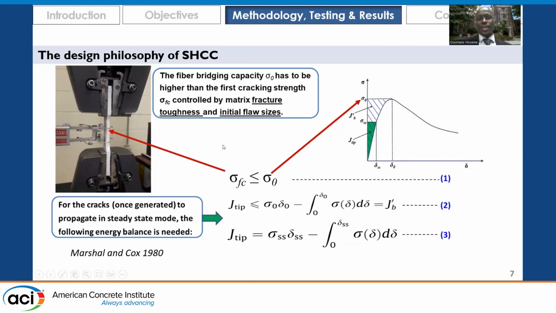The first thing is the bridging capacity that's provided by the mainstream fibers, and here we talk about PVA fibers that are used in SHCC. So these PVA fibers have to provide a bridging capacity that needs to be higher than the first cracking strength of the mix, and this is quite common to all FRC. However, the second requirement is that once the plain matrix cracks, the advancement of the crack and the energy of the crack has to remain smaller than the complementary energy which is guaranteed by the bridging capacity.